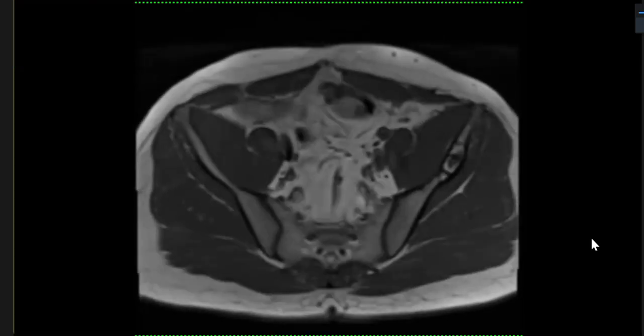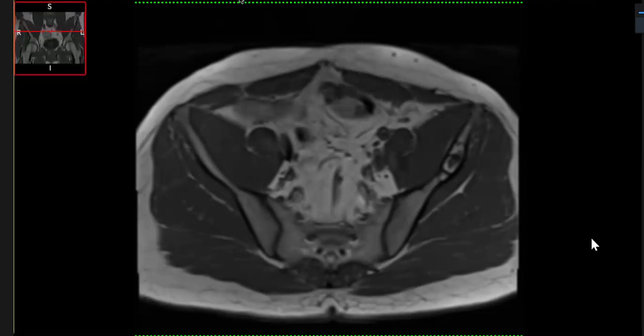So can I see the contrast? I don't have contrast and you don't need it. Why do you want to see contrast? Okay, so given all this, please conclude it.